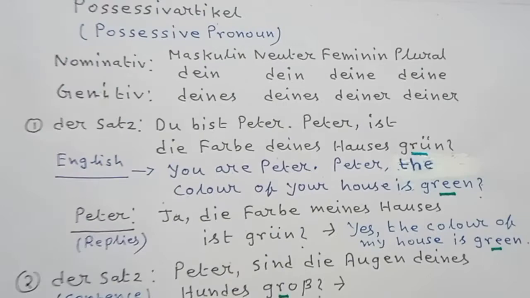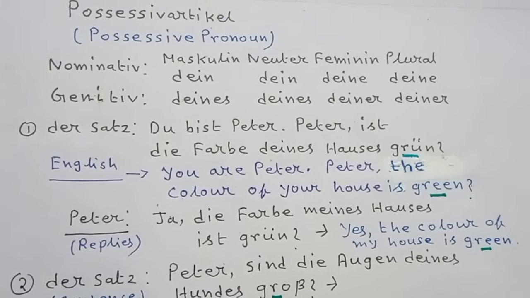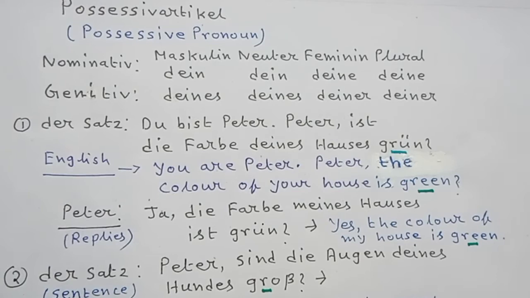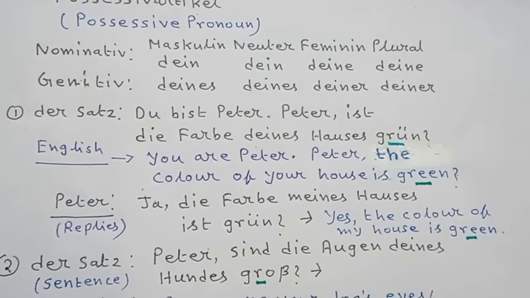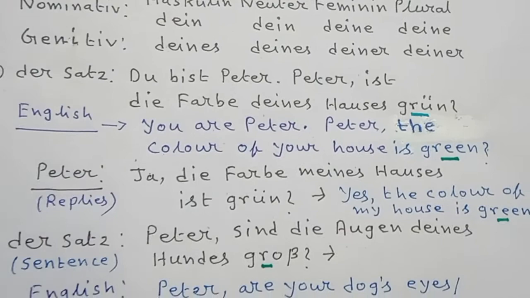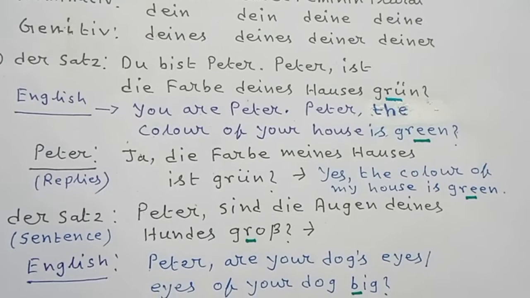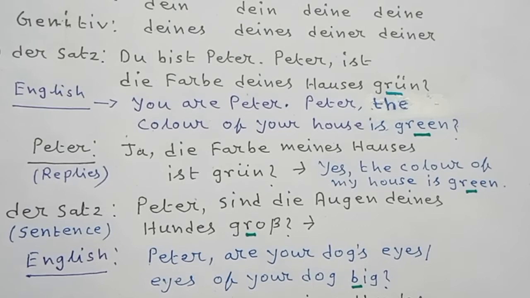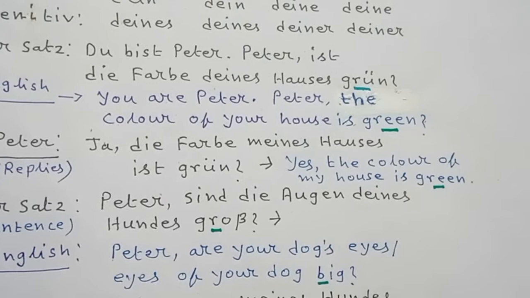Now, possessive article or possessive pronoun. Masculine, neuter, feminine, plural. Nominative: dein, dein, deine, deine. Genitive: deines, deines, deiner, deiner. Now, der Satz: Du bist Peter. Peter, ist die Farbe deines Hauses grün? English: You are Peter. Peter, is the color of your house green? Peter replies: Ja, die Farbe meines Hauses ist grün. Yes, the color of my house is green.